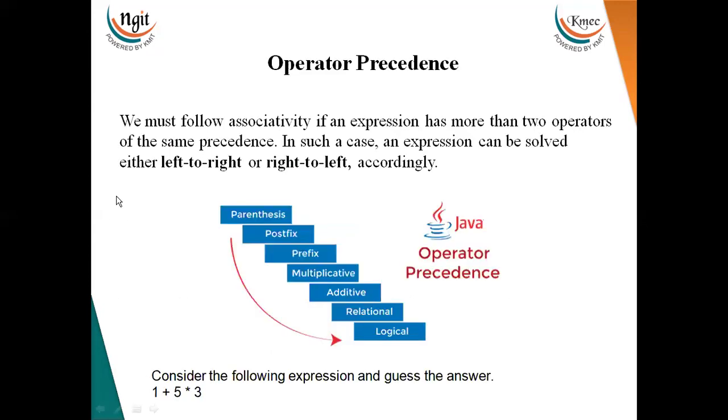If an expression has two or more operands with the same precedence, then either it will be solved from left to right or it will follow right to left associativity, right? Here, we always follow the BODMAS rule: the parenthesis first, then postfix or prefix, that is unary operators, then multiplication, addition, and relational operators and logical operators. This is how we follow in order to calculate the expression. Now we are moving further.